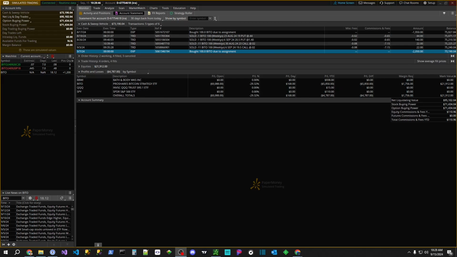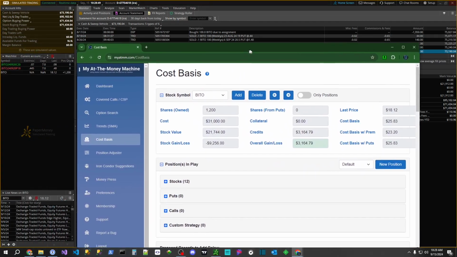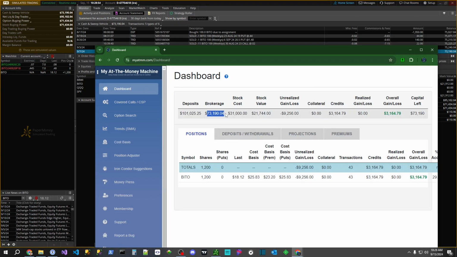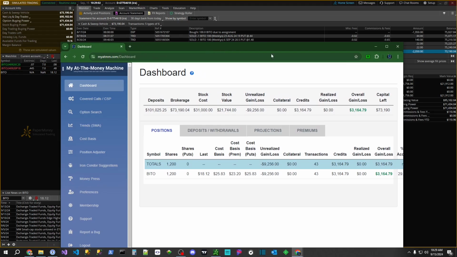We'll get rid of that. I'm going to pull the web browser over here. Okay, and we go back to the dashboard. And this amount right here, the brokerage, $73,190.04. It matches that cash sweep exactly. And for the paper trading account, it also matches the account statement balance too. But if you're doing this on your own in a margin account, when you're playing with this number it will start getting off and it won't match directly because it's accounting for margin and other stuff. But this cash sweep will match it exactly.